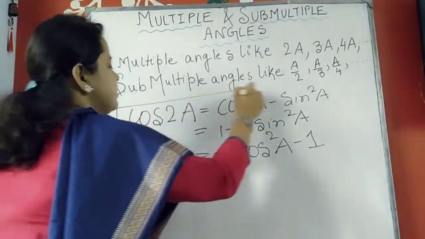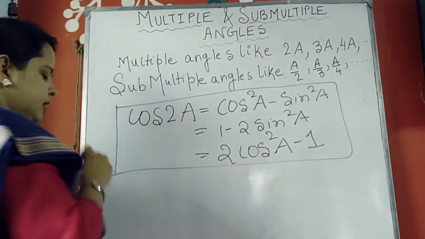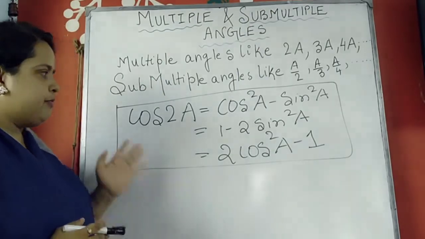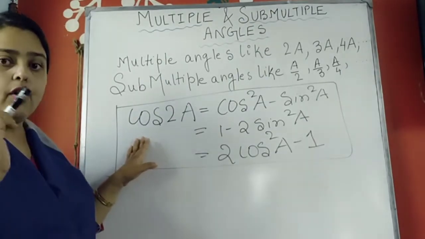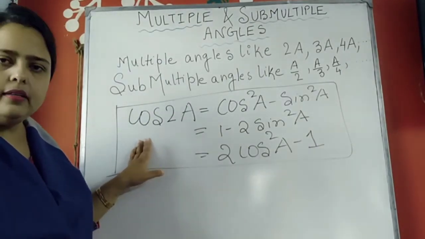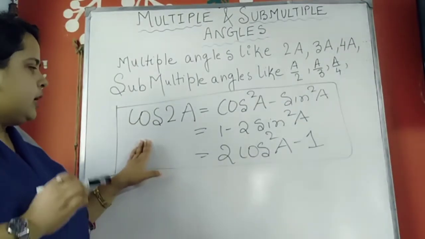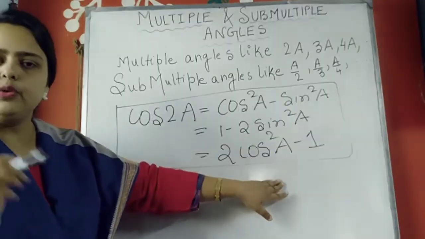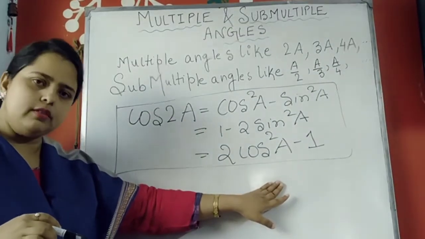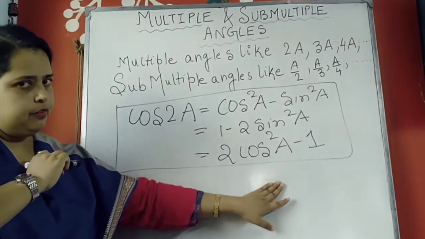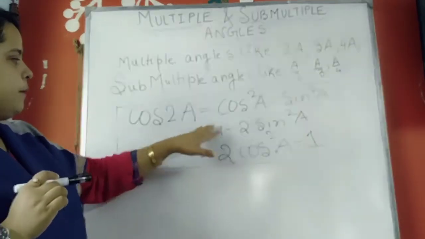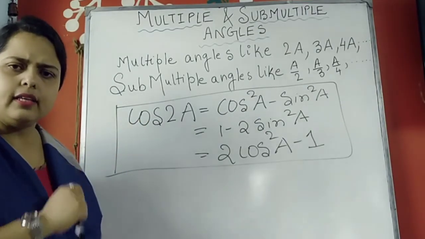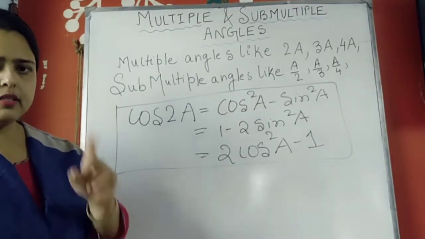Please students, just notice this one. You can use the formula of cos 2A according to your convenience. If you need to substitute in terms of only sine, then you will use this one. And if you need to put it only in terms of cos, you will use this one. Fine. So using this particular set, we are going to get another set of very important formulas. Just have a look at it.